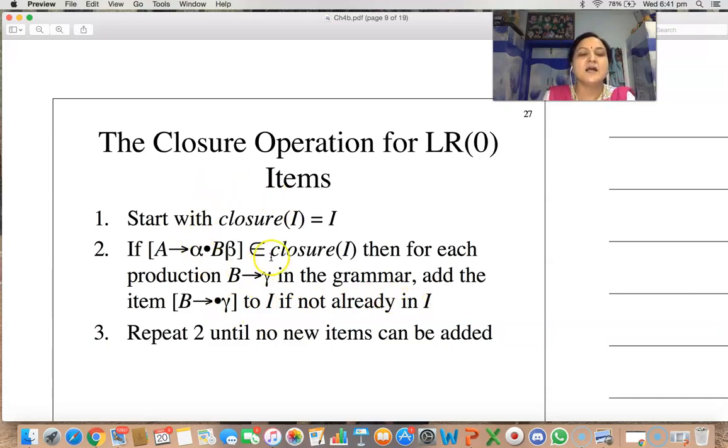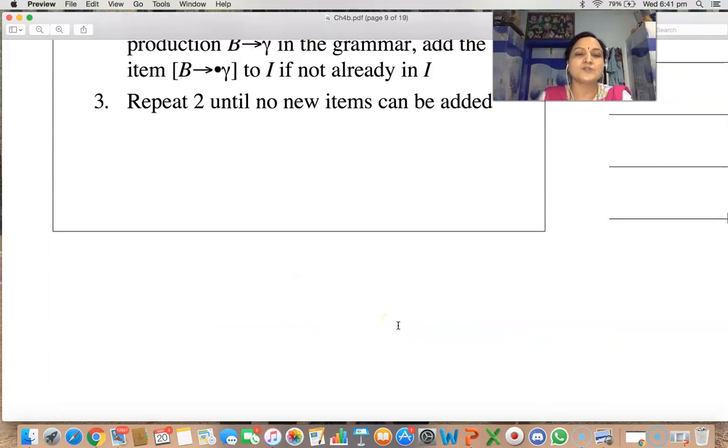The meaning is that in the given state we have to find a production where after the dot a non-terminal is there. If after the dot a non-terminal is there, we have to add that production also by adding dot at the beginning, because this is also not yet read by the parser. The thing is that it should not be a repeated entry. So we have to check that it is not already there in I. If this is a new item, we are going to generate it. If it is a repeat, then we are not generating it. Then third step is repeat step 2 until no new items can be added. This is how to find out the closure.